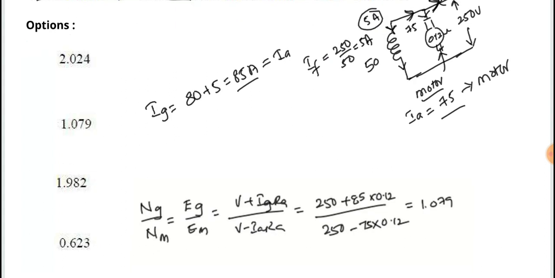Now N is proportional to EB by phi. Based on this concept, I have derived this equation: NG divided by NM is equal to EG divided by EM. When acting as a generator, EG is V plus IG into RA. What is the IG value? 85. And EM is equal to V minus IA into RA, where IA is 75 amperes. Substitute these values in the equation: 250 plus 85 into 0.12, where 0.12 is nothing but the armature resistance RA. Substituting this, we get the answer as 1.079.